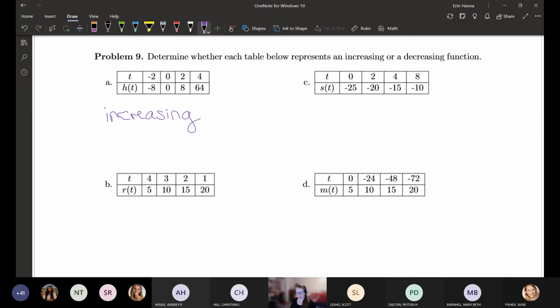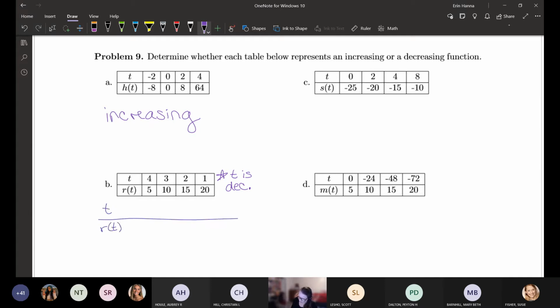Part B, which is the one below it, we need to be careful, because notice for the T values, that first row, they're actually decreasing. So since T is decreasing, if we think about it enough, we could think about how that would manipulate the increasing or decreasing of the Y values. But let's just go ahead and rewrite this table.